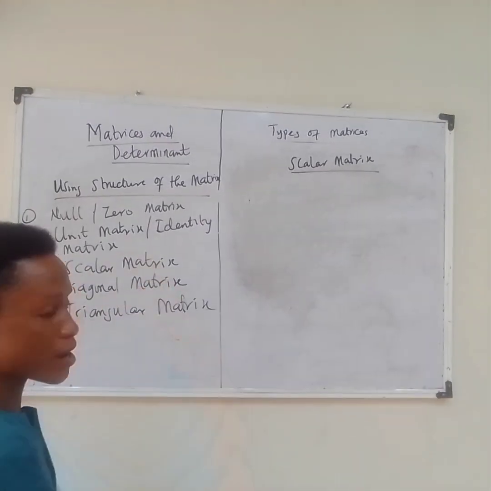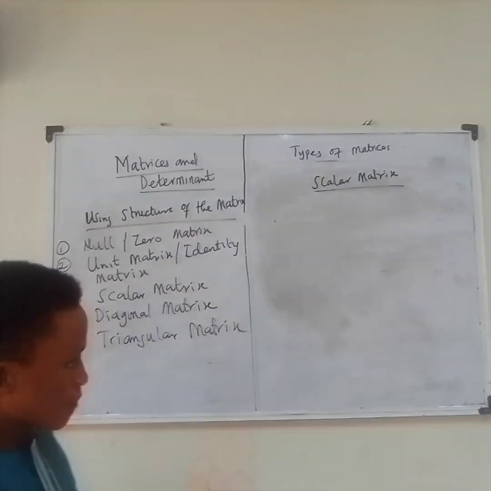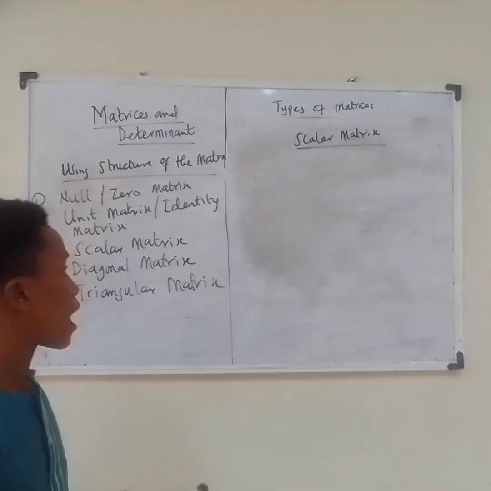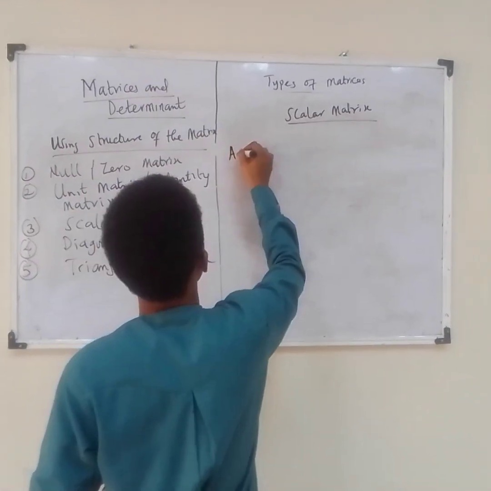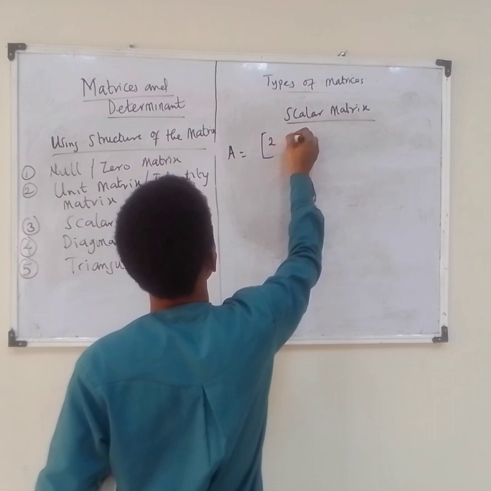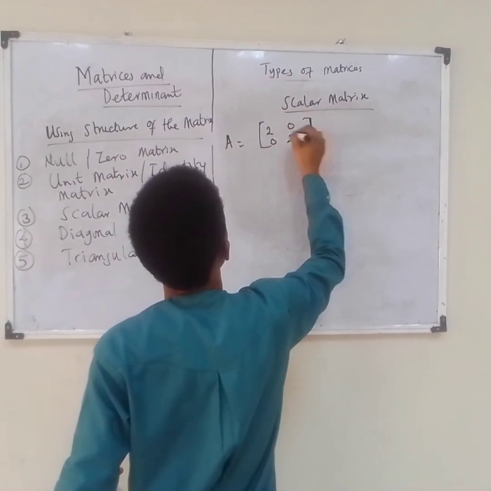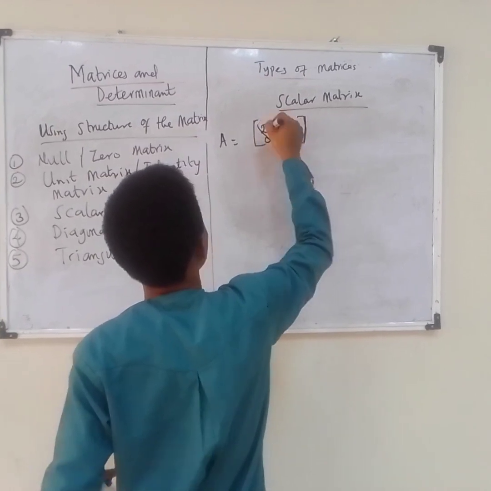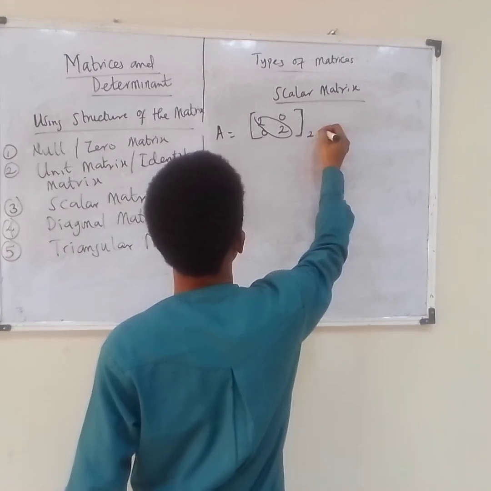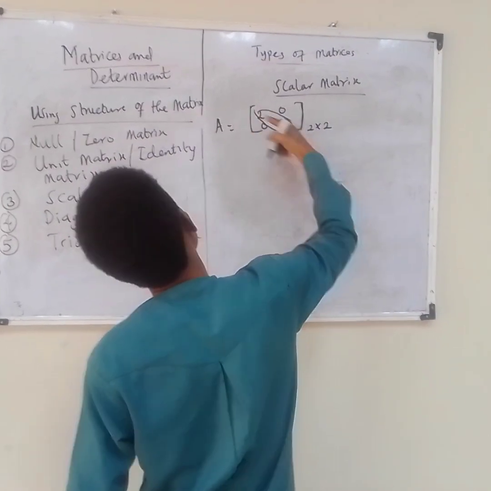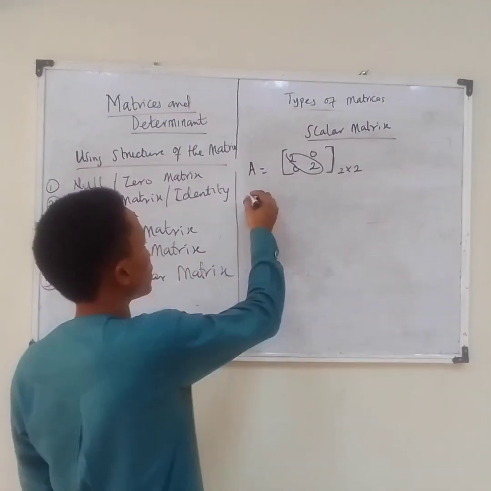So it's a square matrix having equal elements in the leading diagonal, apart from what? Apart from 1. So if for instance A equals, I can say 2, 0, 0, 2. Now I'm not using 1 here. So in the leading diagonal I'm having 2 all through. So this is a 2 by 2 matrix, and we call it scalar matrix.